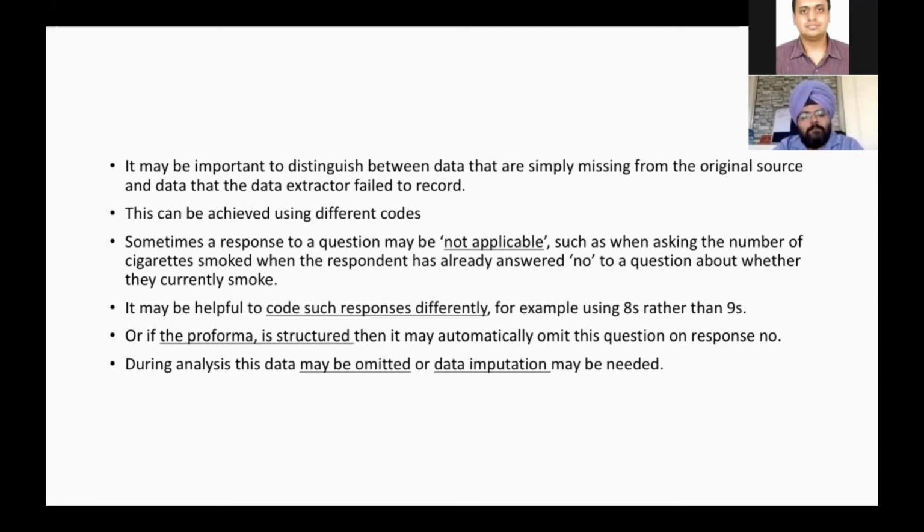So to have those responses differently, we can either put it as 888 or a different response. Sometimes we have a structured hard copy questionnaire wherein along with the response a semicolon is put and it is mentioned, if no, jump to question number XYZ, whatever is the following question, jumping over a few questions so that time is saved. It is basically a structured proforma.